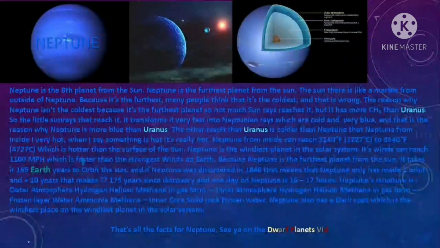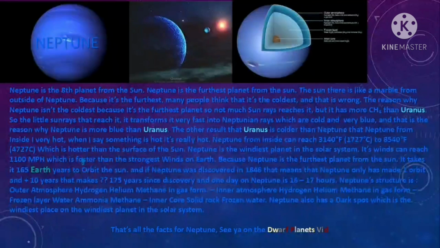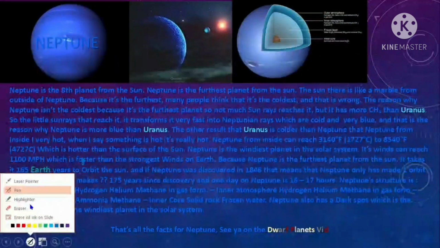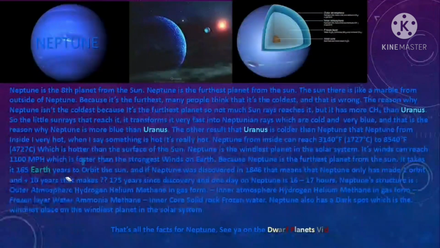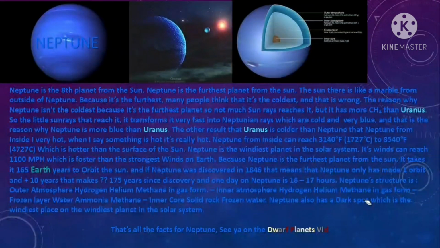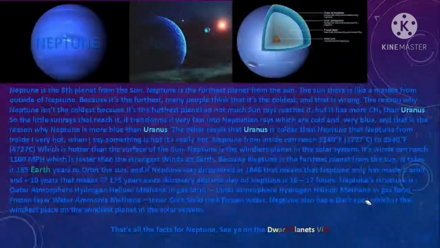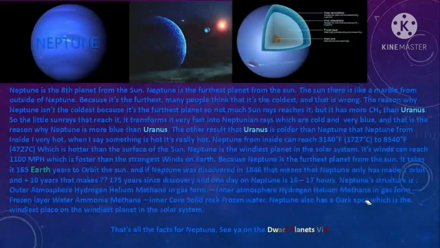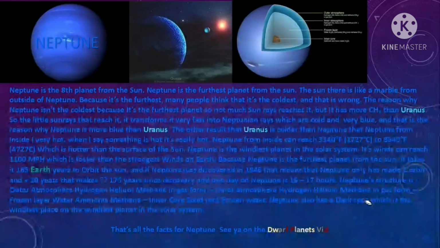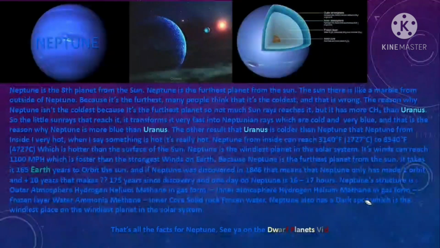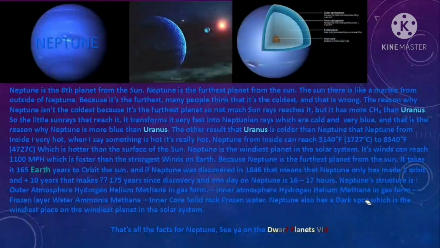Because Neptune is the furthest planet from the Sun, it takes 165 Earth years to orbit the Sun. And if Neptune was discovered in 1846, that means that Neptune has only made one orbit around the Sun plus 10 years. That makes 175 years since discovery. And one day on Neptune is 16 or 17 hours like Uranus.